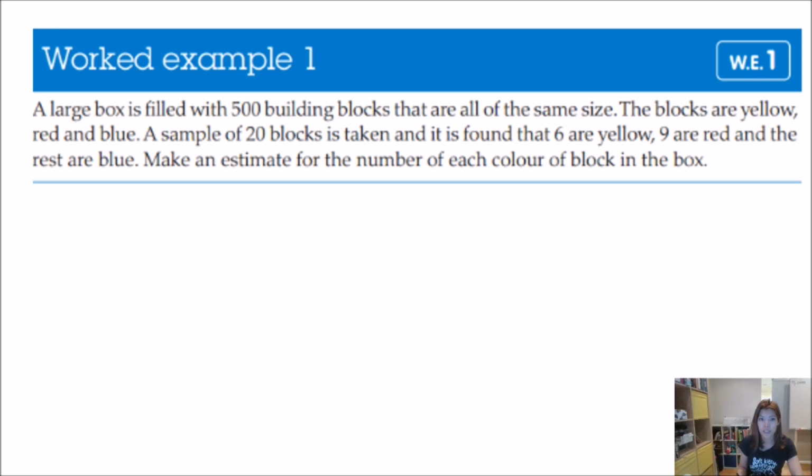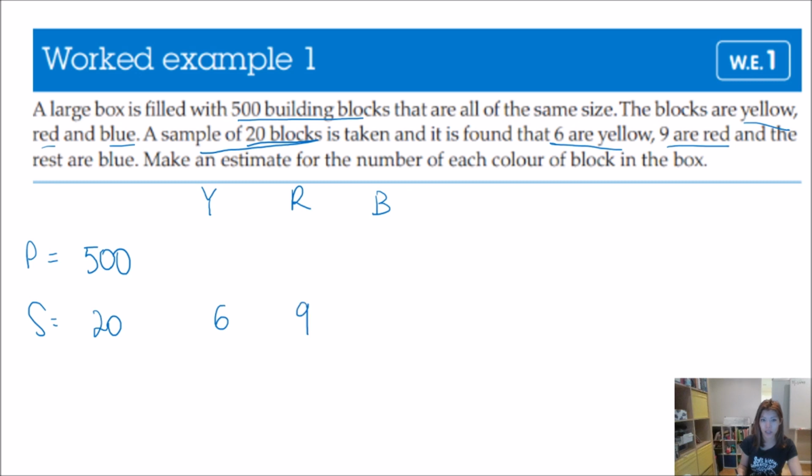A large box is filled with 500 building blocks that are all the same size. The blocks are yellow, red, and blue. We have yellow, red, and blue. A sample of 20 blocks. So this is a population. The sample is 20. It is taken, and it's found that 6 are yellow, 9 are red, and the rest are blue.